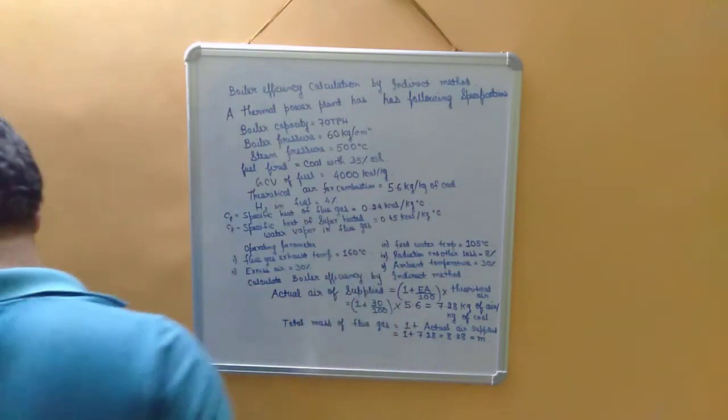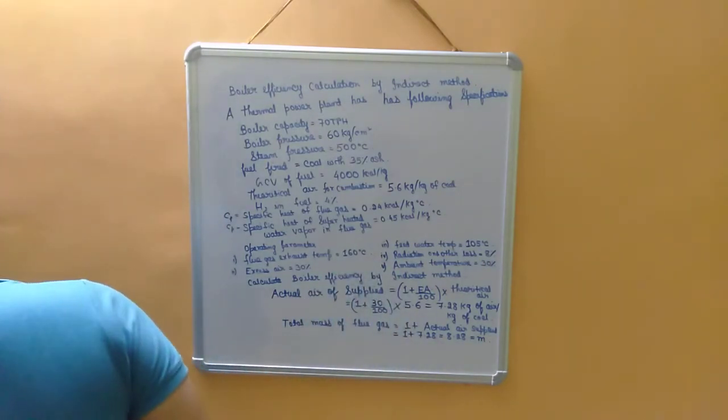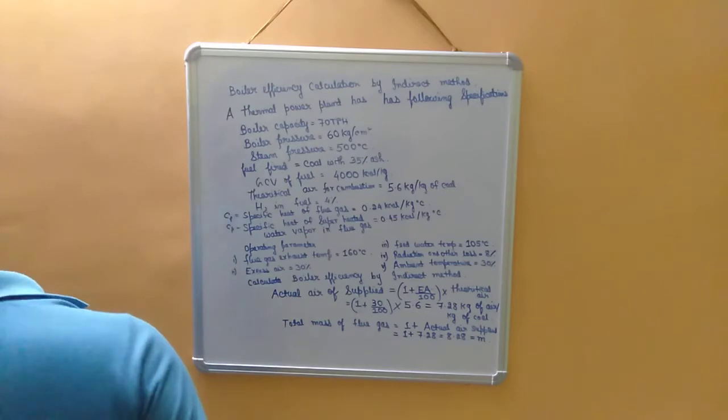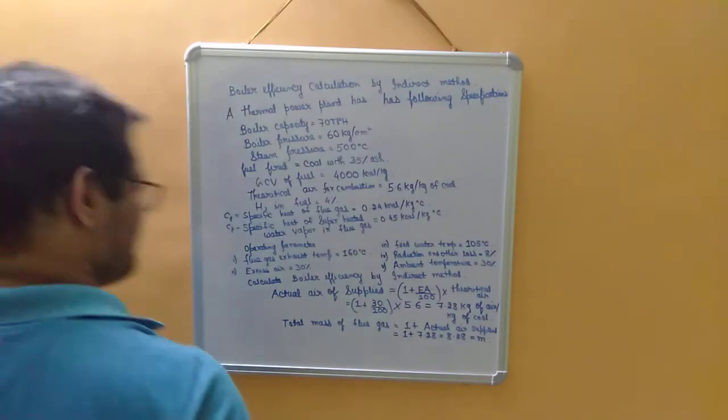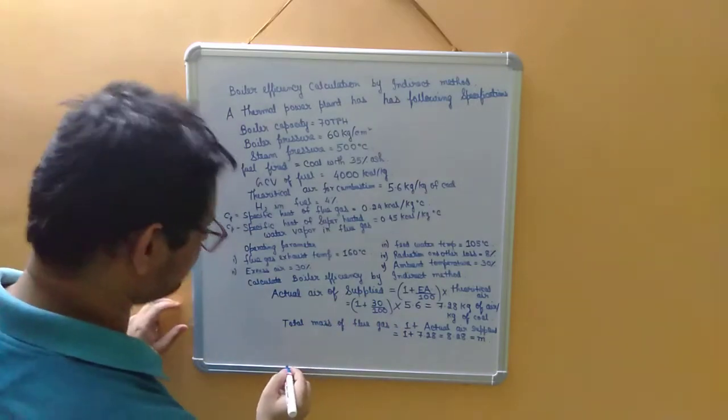Now we go forward to calculate the other type of loss, that is the loss due to the dry flue gas. How do we calculate the loss due to the dry flue gas?